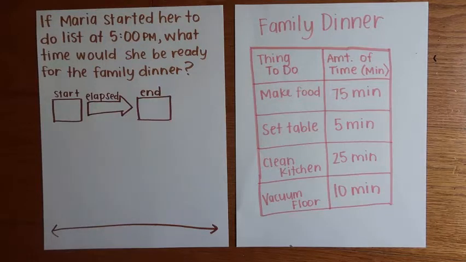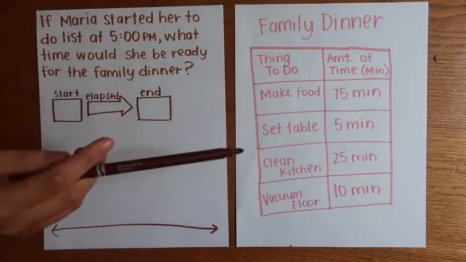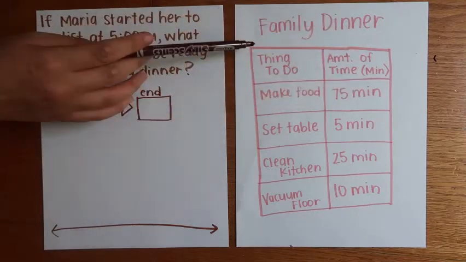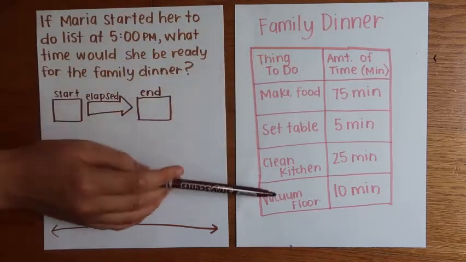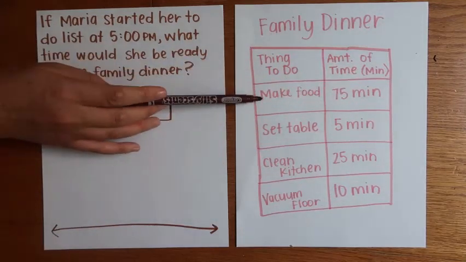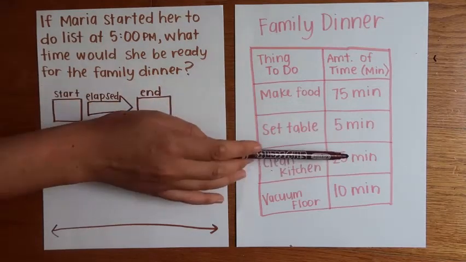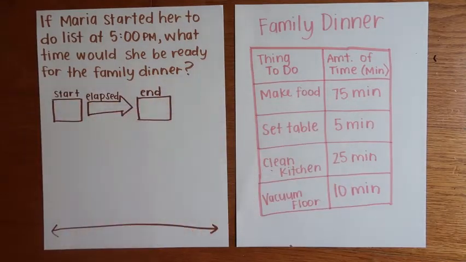All right, so the next problem we're doing says, if Maria started her to-do list at 5:00 p.m., what time would she be ready for the family dinner? So this problem incorporated this chart over here. And this is my family dinner chart, things to do, the amount of time it's going to take, and it says they're in minutes. So we got things to do, make food is going to take 75 minutes, set the table, 5 minutes, clean the kitchen, 25 minutes, vacuum the floor, 10 minutes.